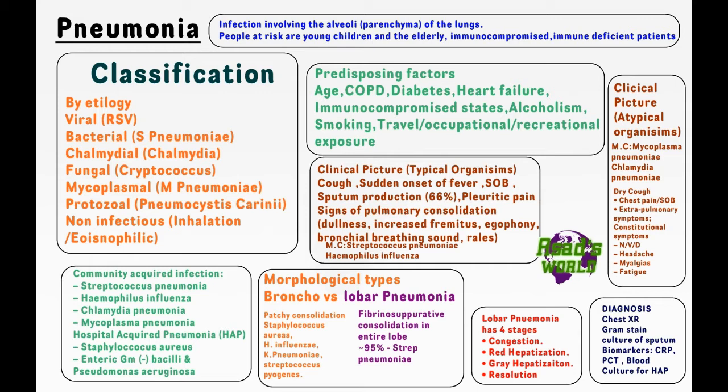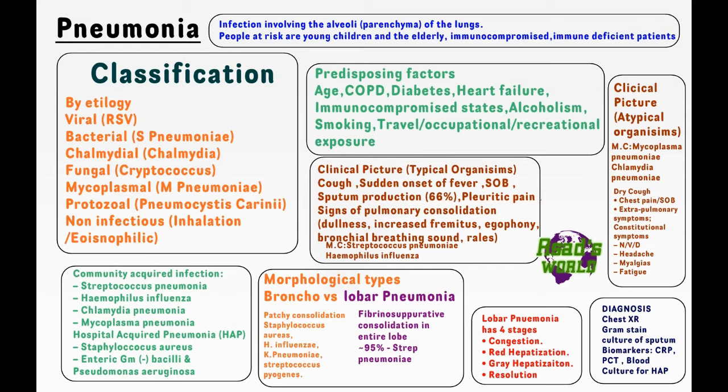Now the other way of classifying is whether it's community acquired or acquired from the hospital. So basically the most important community acquired infections are Streptococcus pneumoniae, Haemophilus influenzae, Chlamydia pneumoniae, Mycoplasma pneumoniae, and for hospital acquired the most important are Staph aureus and Pseudomonas aeruginosa.